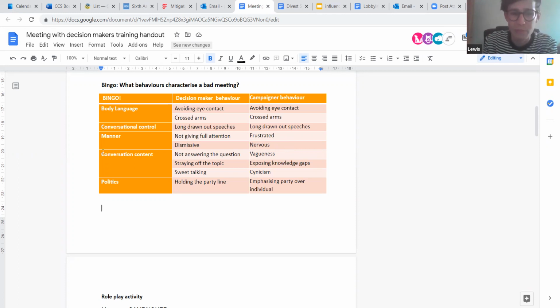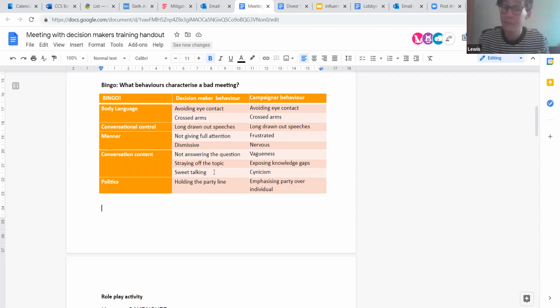And then conversation content is probably, in a way, the key thing. You want to watch out for them not actually answering the question, a classic one in any political context. It may be that you're trying to talk about fossil fuel divestment and they'll just talk about climate change more generally, which is not really what you want to be discussing. So try to avoid that happening and politely draw them back to the conversation in hand. Same thing for straying off the topic. And also avoid sweet talking. This also comes up quite a lot, where they say things that sound generally nice about how inspiring you are, or how much they appreciate you coming to see them, and things that sound lovely.